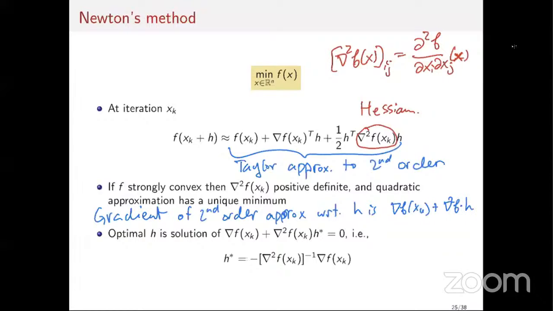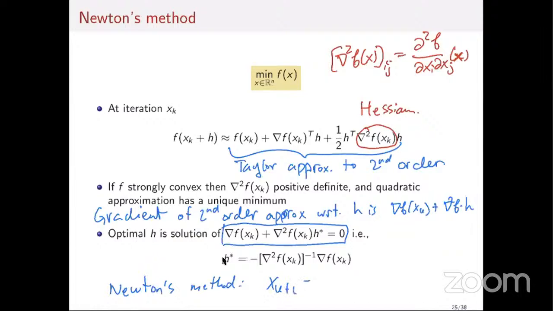If I want to minimize the convex quadratic, then I have to set this to be 0. And so this is the equation I have to solve. The Hessian here is a matrix, so this gives me the formula for the step I need to do. So h star is how I'm going to move from xk. And so Newton's method really is xk plus 1 equals xk minus the inverse of the Hessian of f at xk times the gradient of f at xk.